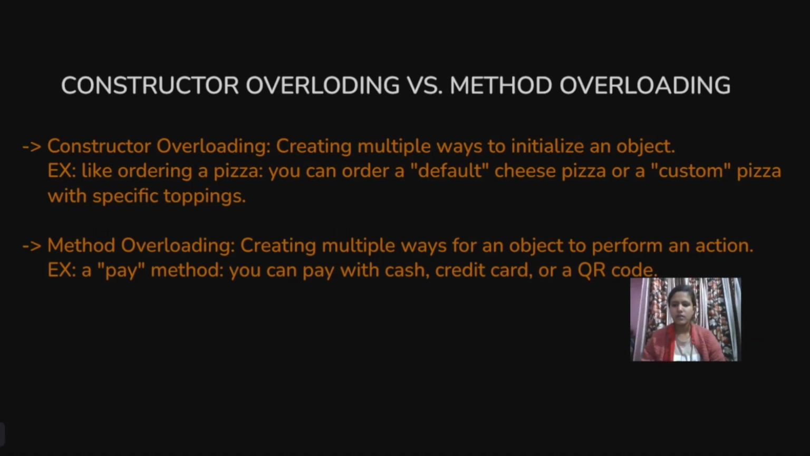So let's start now. First is the definition of constructor overloading: creating multiple ways to initialize an object. Example, like ordering a pizza. You can order a default cheese pizza or a custom pizza with a specific topping. Next is method overloading: creating multiple ways for an object to perform an action. Example, a pay method. You can pay with cash, credit card or a QR code. So basically this is the overview and the definition of both.